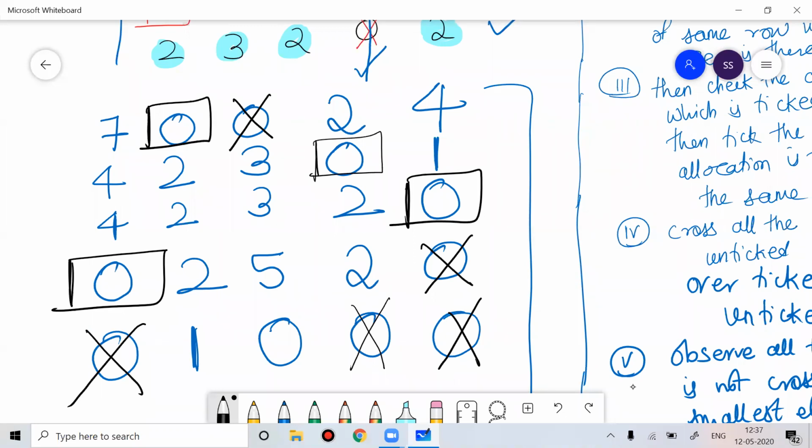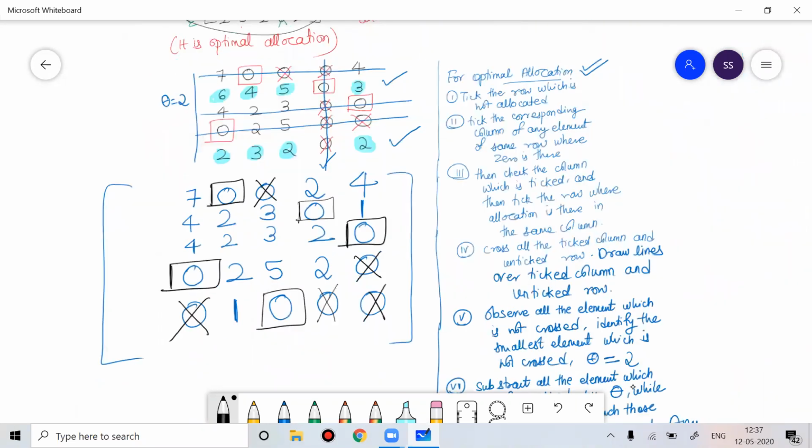Column 1 done. Column 2 cannot do anything. Column 3 has 2 0, one cross one available. Now I think we are done. Now we got the optimal solution. You can see every row has one allocation, every column has one allocation, means we are done. So this is your answer. This is the final output what you get.